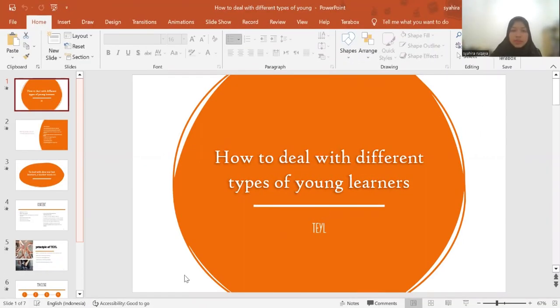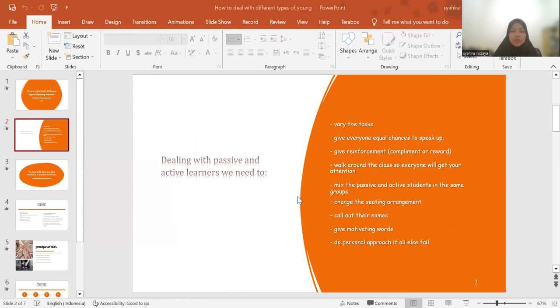The first material is how to deal with different types of young learners. Dealing with passive and active learners, and we need to be able to deal with the various differences that exist in young learners, such as active students and passive students. What we as teachers can do is, the first is vary the text.